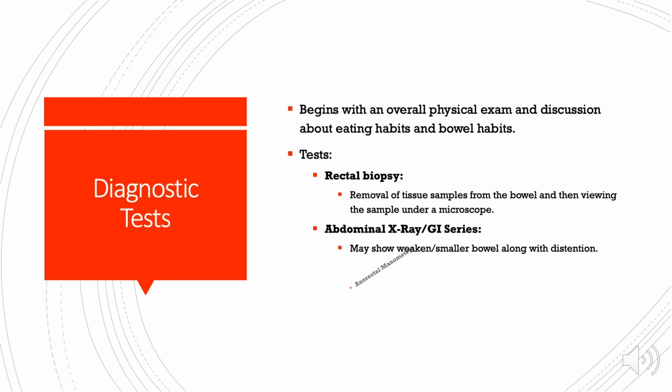And excuse me if I can't pronounce this, but there's also an anorectal manometry, which is a balloon that is inserted into the rectum. Normal children will have a relaxed rectal tone when that balloon is placed, but if it doesn't relax, that is an indicative sign of Hirschsprung's.